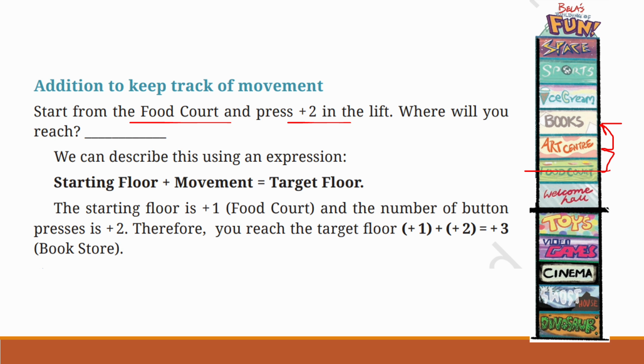We can describe this using an expression. Starting floor plus movement is equal to target floor. The starting floor is the food court, that is +1. The movement, the number of button presses, is +2. Therefore, you reach the target floor. +1 plus +2 is +3. +3 is the bookstore.